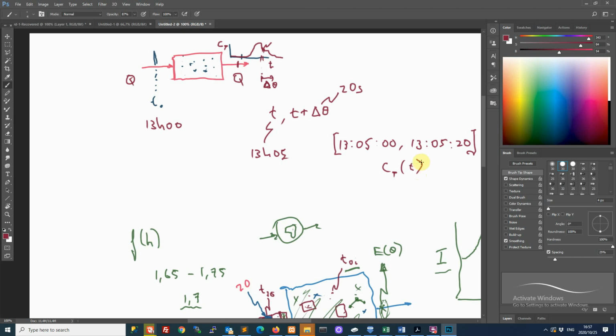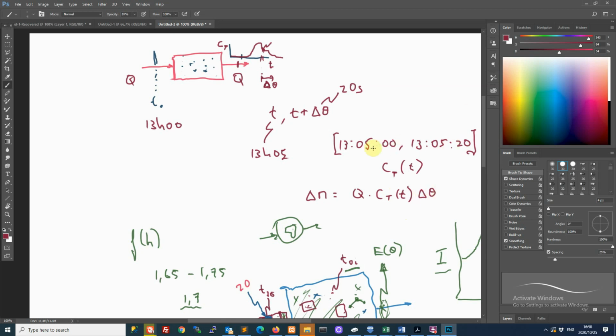Now we could estimate for ourselves the number of moles of tracer that exited there. So we can say delta N is the number of moles of tracer that exited during that time period. And we can simply estimate that as Q, so volumetric flow rate, times the concentration, times the time period of interest, which is delta theta.